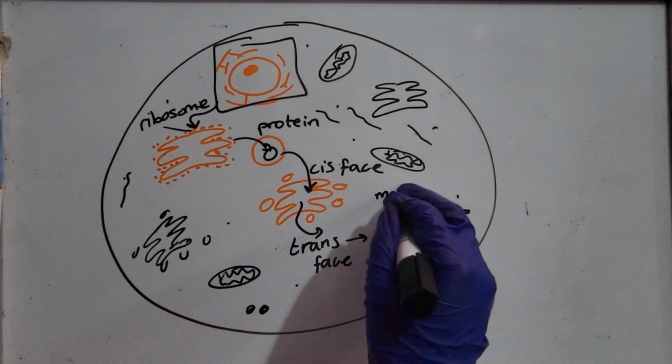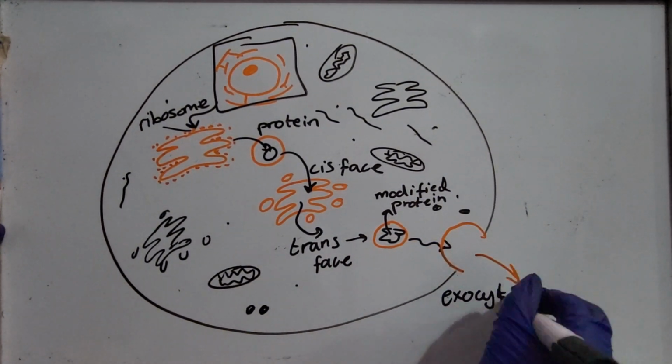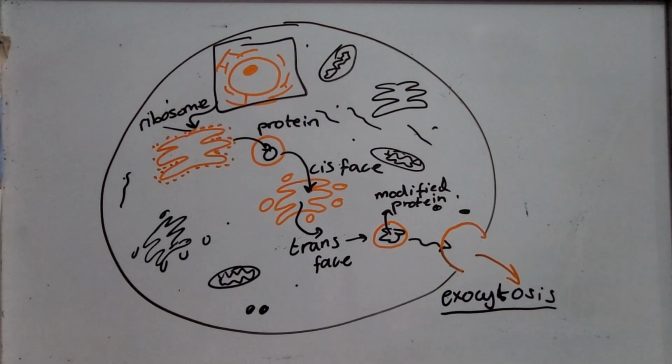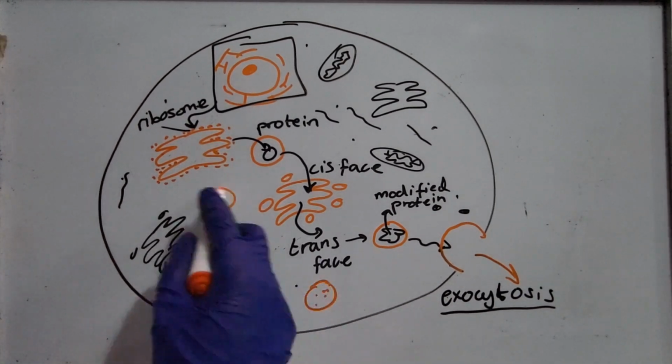The vesicles travel across the cells and fuse with the cell membranes for exocytosis to occur. The contents are then released. Any vesicles that are lysosomes that contain digestive enzymes remain within the cell to do their function.